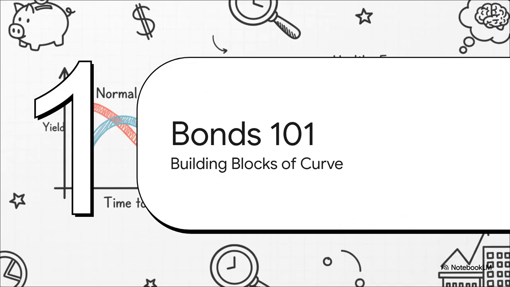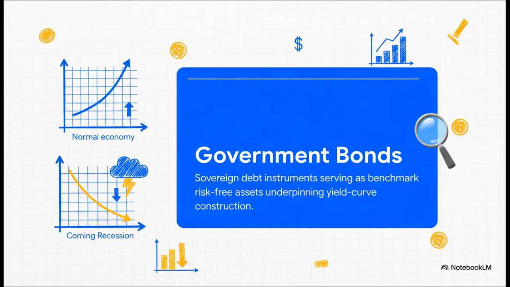Okay, so before we can really understand the curve itself, we need to get a handle on its three basic building blocks, and it all starts with something called bonds. First up, government bonds. The easiest way to think of a bond is as a formal IOU. You lend the government some money, and they promise to pay you back down the road, with interest. And because they're backed by the full faith and credit of the government, they're considered super, super safe. They're really the bedrock of this whole thing.